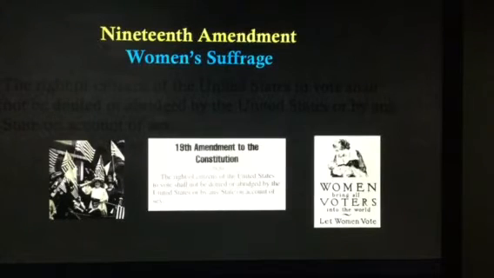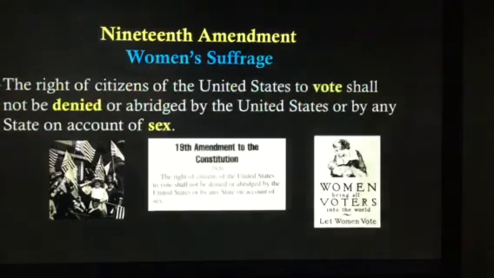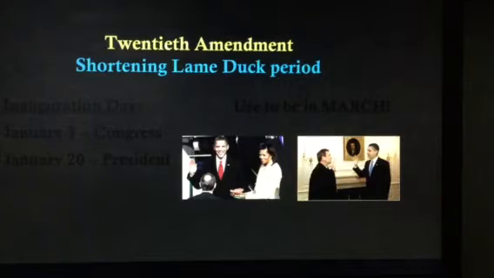The 19th Amendment, maybe 1922, women's suffrage, 1920. The right of citizens of the United States to vote shall not be denied or abridged by the United States or by any state on account of sex. Very short amendment. This is the Women's Suffrage Amendment, giving women the right to vote in all elections. Previous to the 19th Amendment, some states had allowed women the right to vote in their state elections, but this made sure, or guaranteed, that all women had the right to vote in all state and national elections.